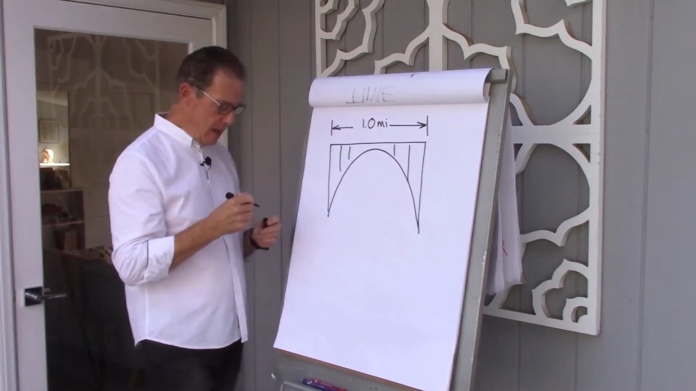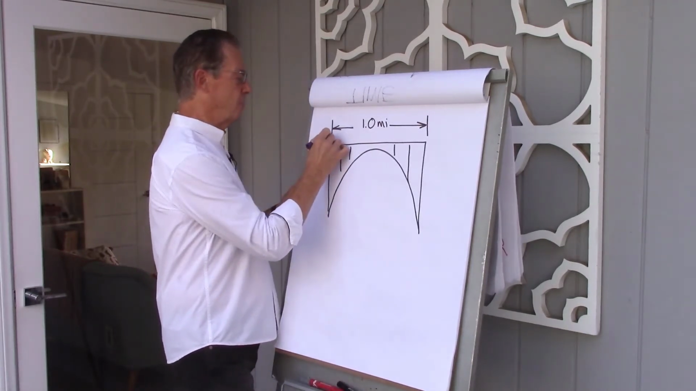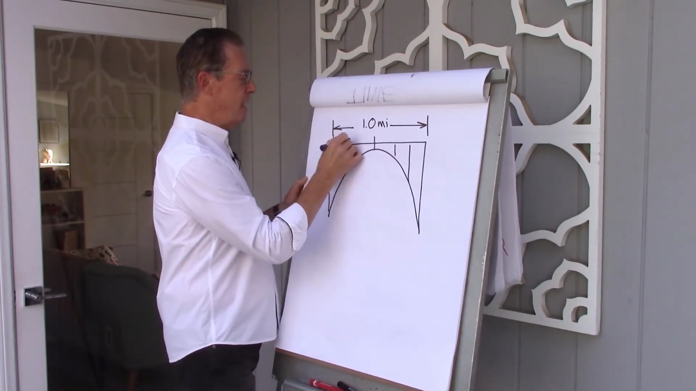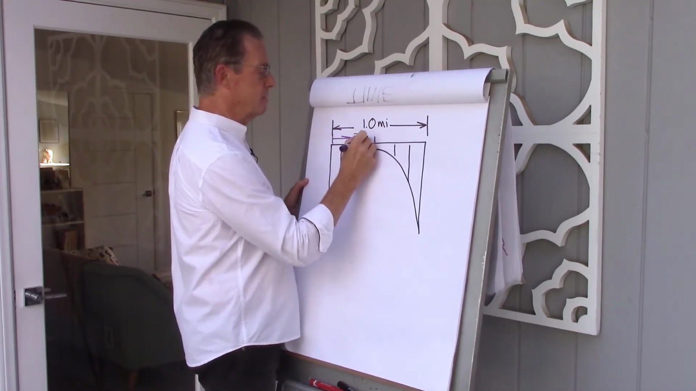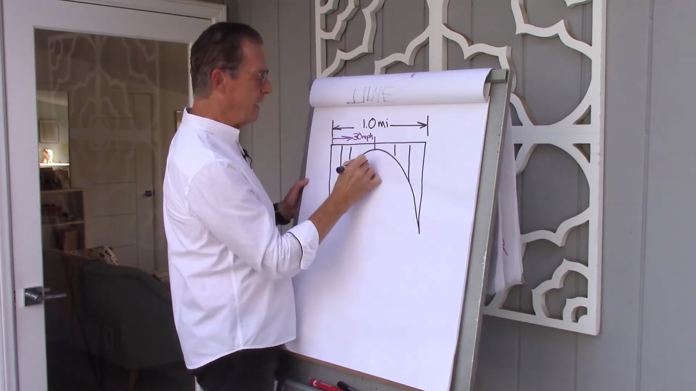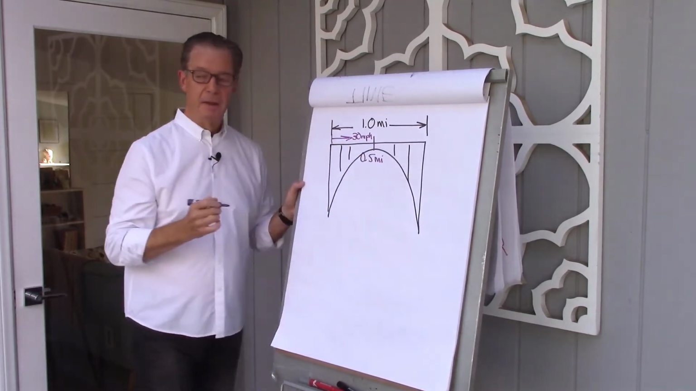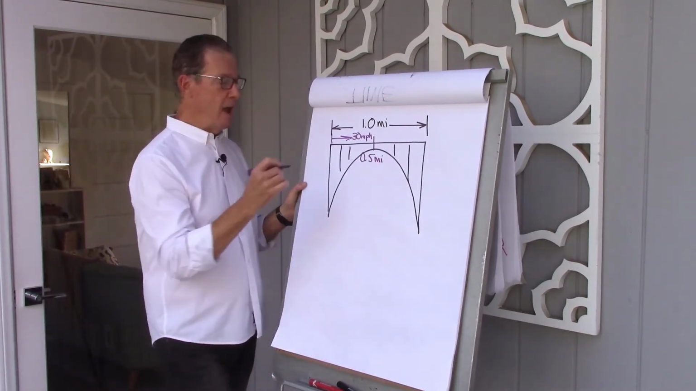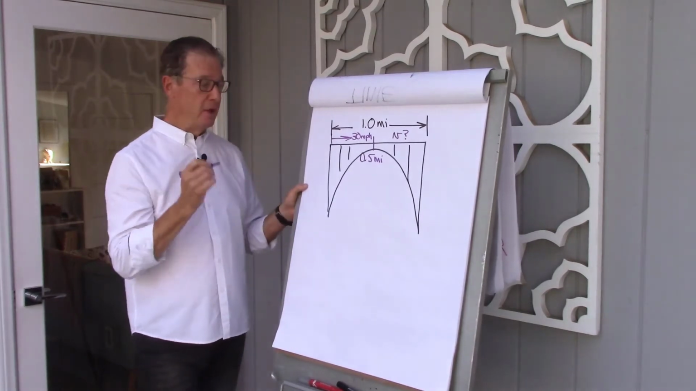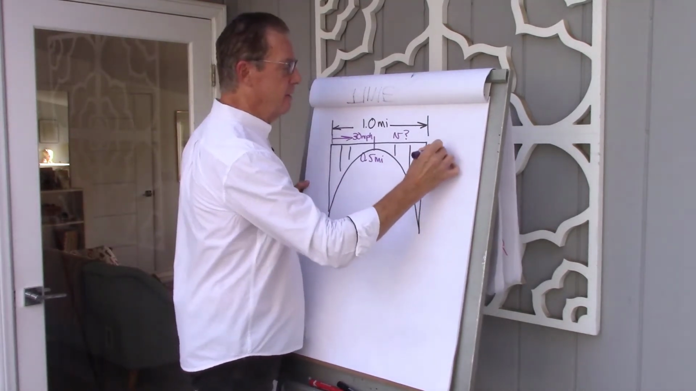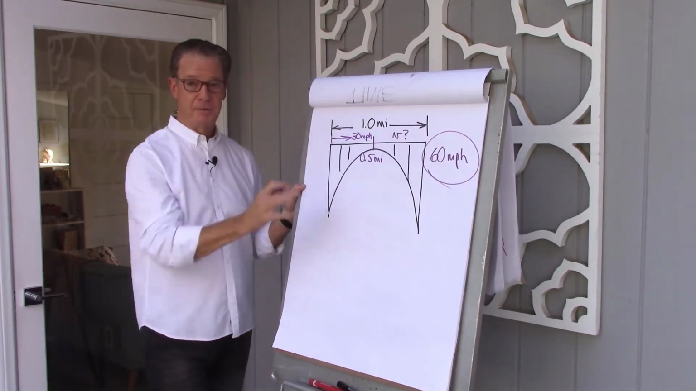Okay? And you cross or traverse the first half of this bridge averaging 30 miles per hour. You've gone exactly half a mile. Okay? The question is, how fast do you need to go in the second half of the bridge to average 60 miles per hour crossing the bridge?